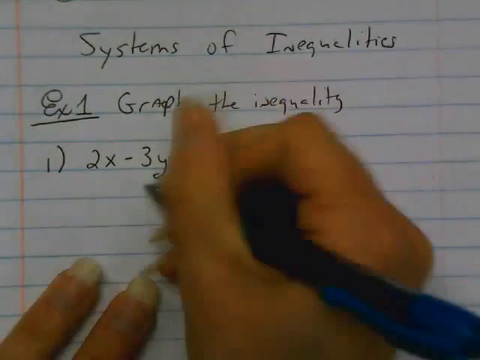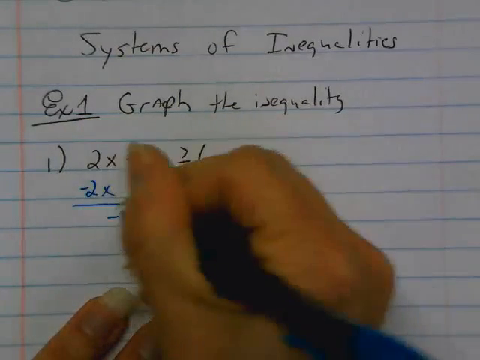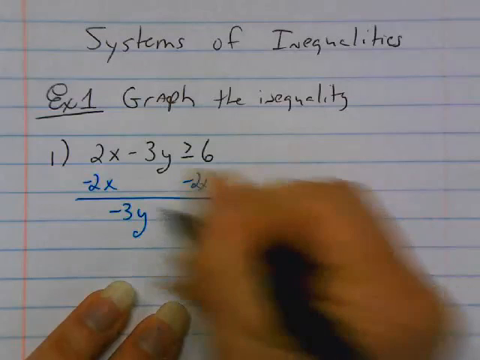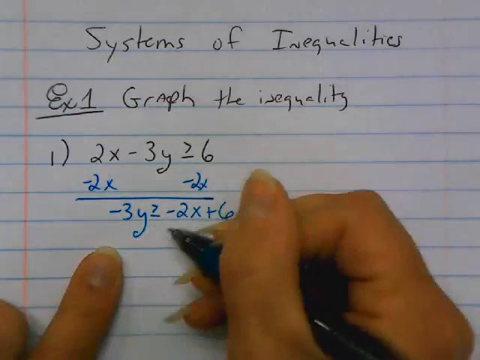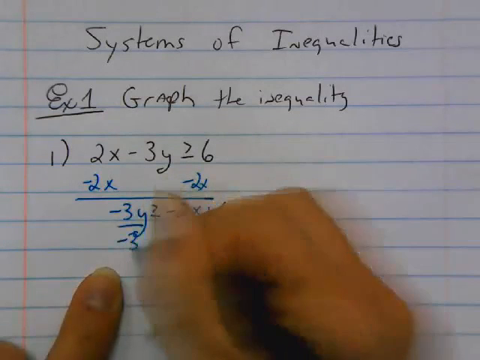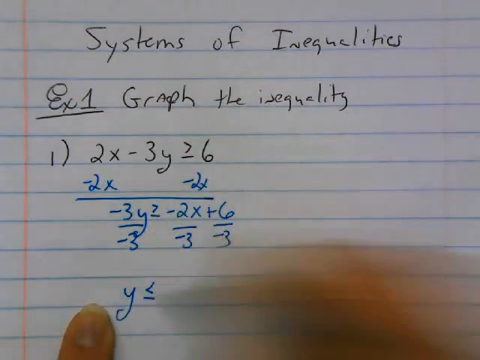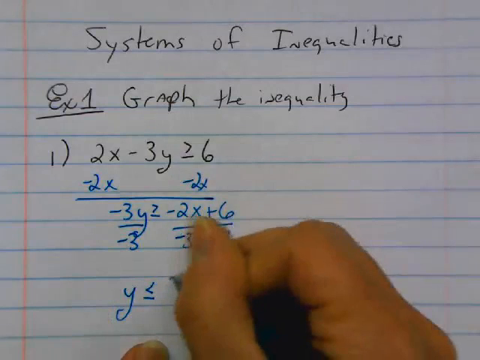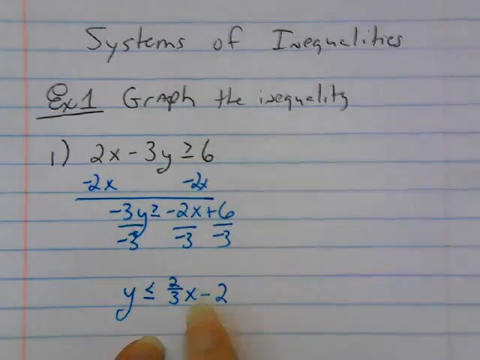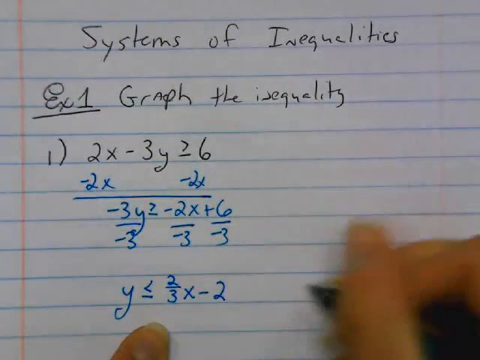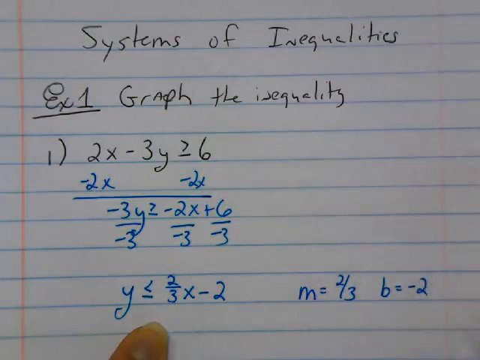So I'm going to first move the 2x over, so I subtract the 2x. I get negative 3y is greater than or equal to negative 2x plus 6. Now to get y by itself, I'm going to divide. Be super careful: when I divide by a negative, what happens to this inequality sign? That inequality sign flips directions. So I have y is less than or equal to 2/3 x minus 2. From this equation, you find out that your slope is 2/3 and the y-intercept is negative 2.